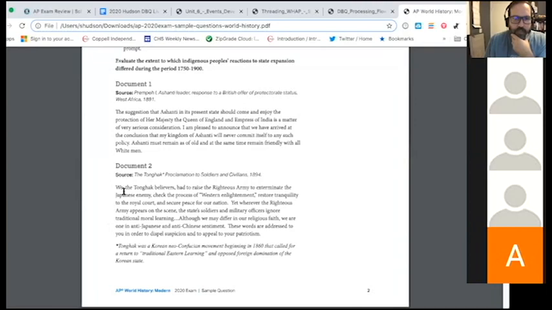So let's see. We, the Tongauk believers, had to raise the righteous army to exterminate the Japanese enemy, check the process of Western enlightenment, restore tranquility to the royal court, and secure peace for our nation. Yet, wherever the righteous army appears on the scene, the state's soldiers and military officers ignore traditional moral learning. Although we may differ in our religious faith, we are one in anti-Japanese and anti-Chinese sentiment. These words are addressed to you in order to dispel suspicion and to appeal to your patriotism.